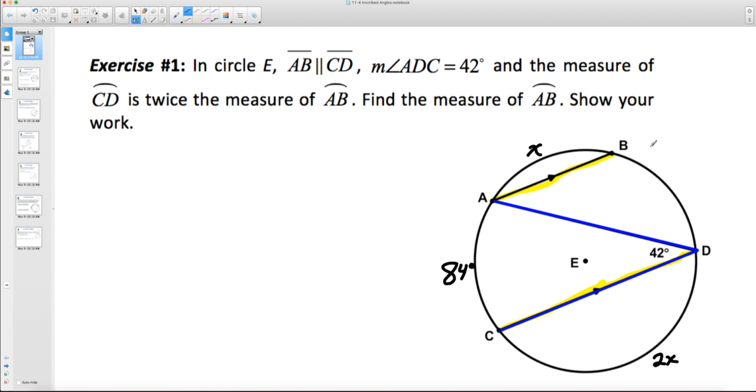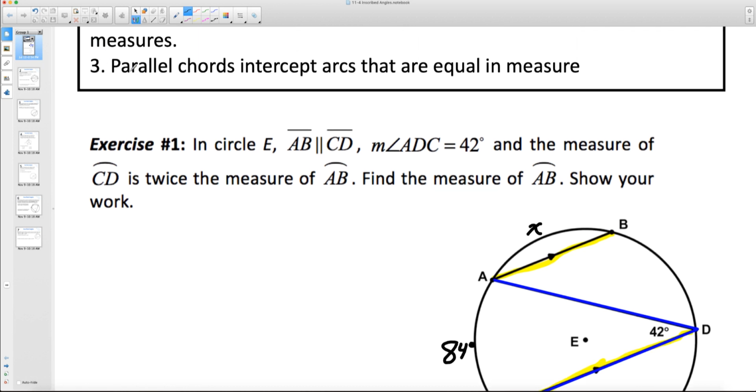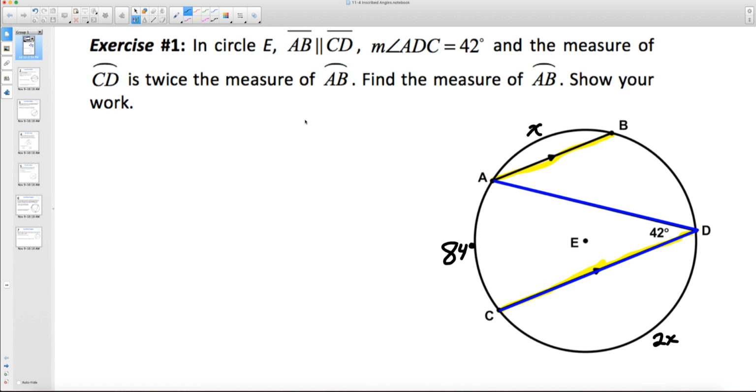We can fill out this last arc BD, and that has to do with the third rule. Parallel chords intercept arcs that are equal in measure. So both AB and CD, the ones in yellow, intercept arc AC and arc BD. Those two arcs have to be congruent. It's just one of our rules here. So this is also 84.